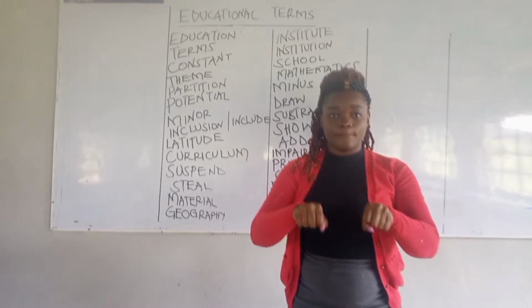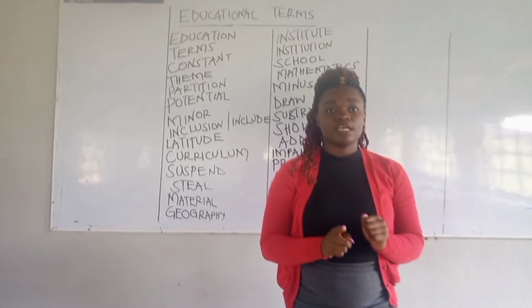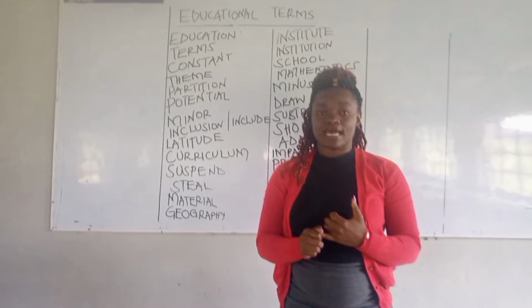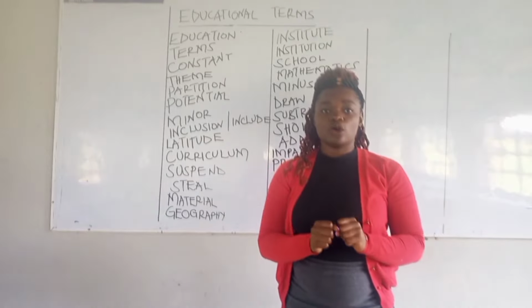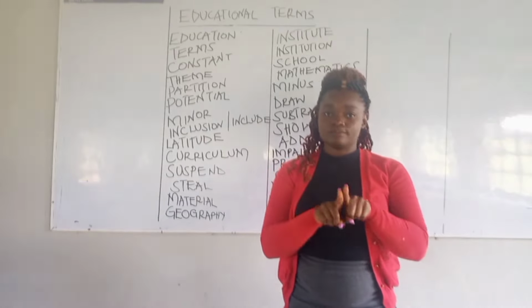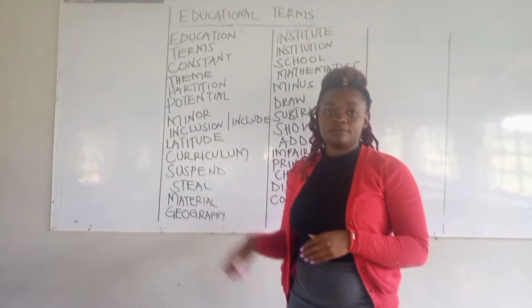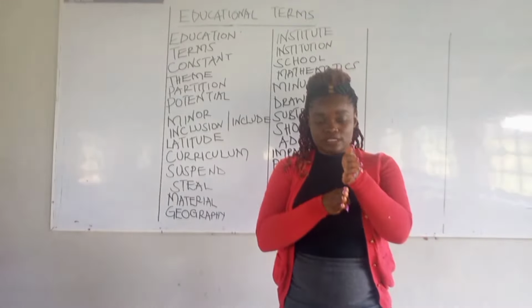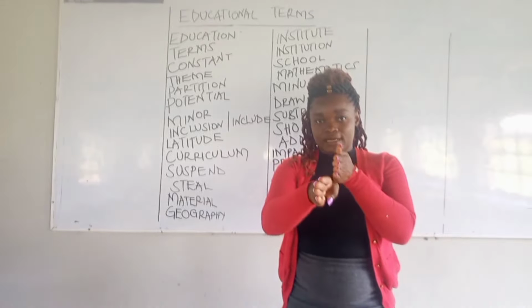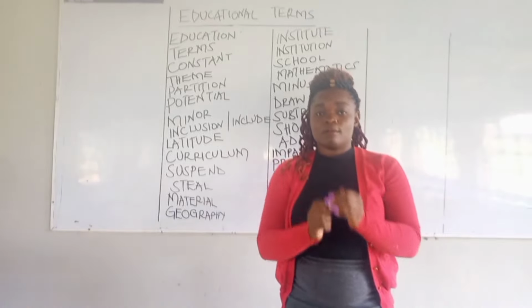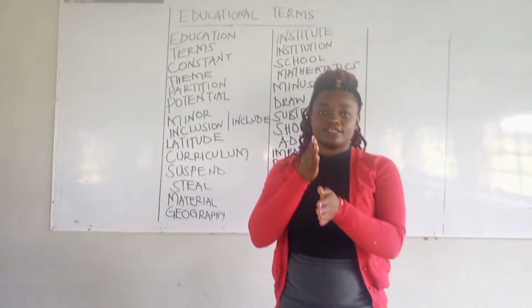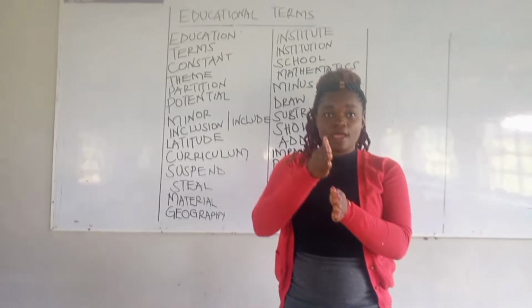Potential, we sign potential. This is the same sign we use when signing can. So it's the same with potential. Then next we go to minor. Minor, we shall sign below. But when you want to say major, it's above.